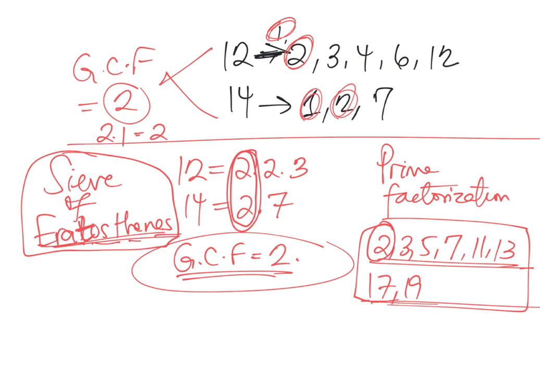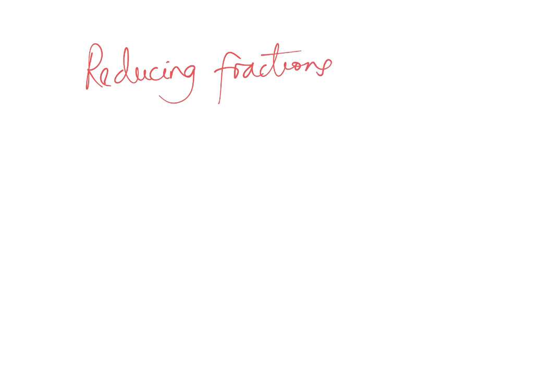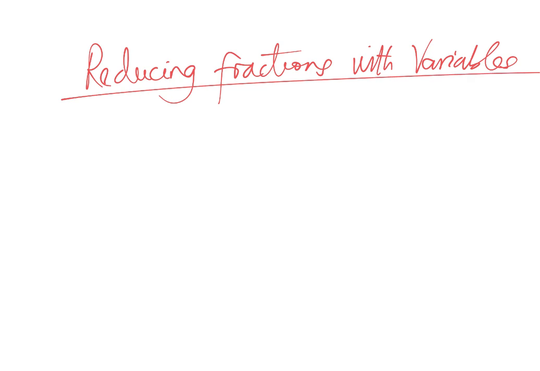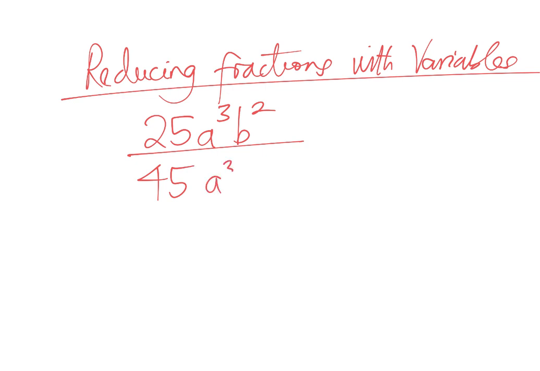So let's look at an example here. We're reducing fractions with variables, right? When you're reducing fractions with variables, what you're actually using is a principle that you're going to learn later in algebra, and that's called the rules of exponents. That principle is going to make this work much easier. But let's say you don't know what those principles are, and that's okay. Let's look at this: 25a cubed b squared divided by 45a cubed b cubed.